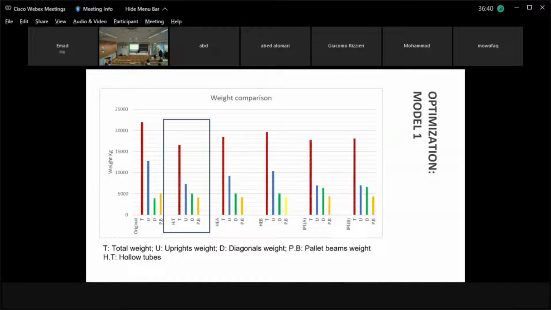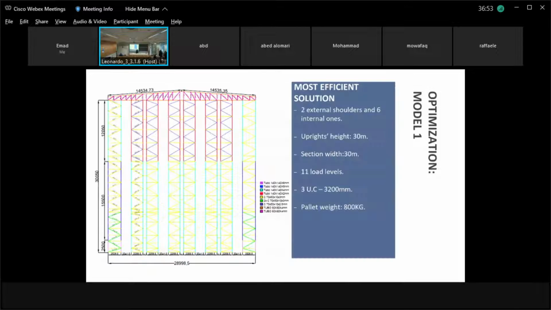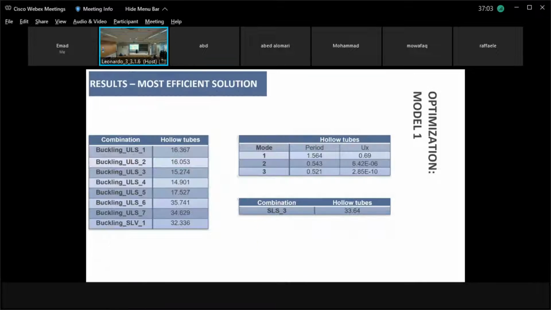Okay, so in this chart we can see the comparison of the weight between these models. So finally we got that the model with hollow tubes is the lightest one. So this is the optimized model, the most efficient solution, the one with the hollow tube sections. These are the results obtained for this model, the buckling analysis, the modal analysis, and the maximum displacement.